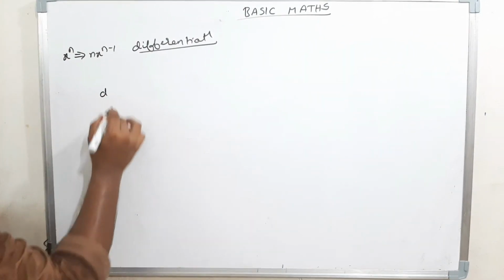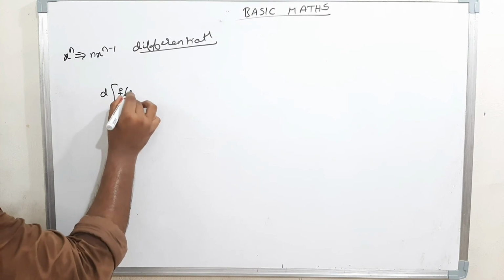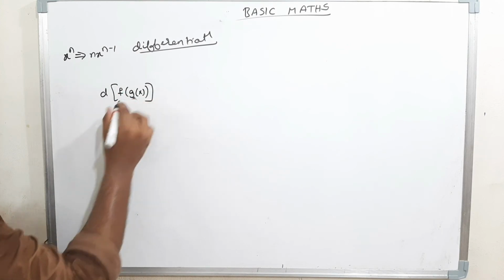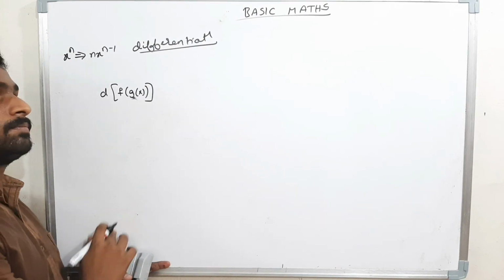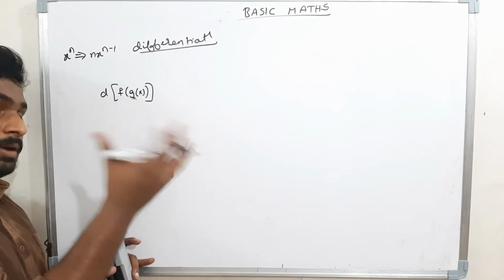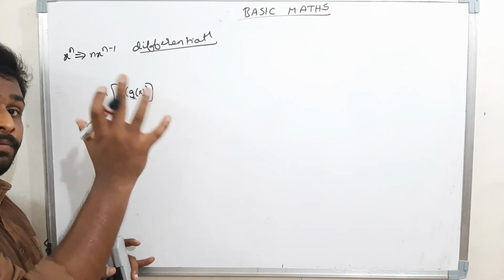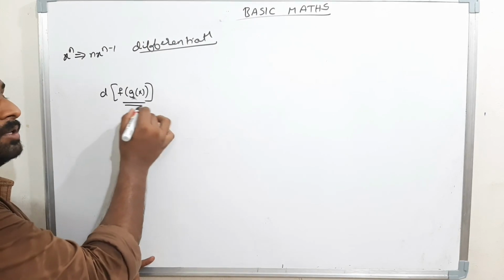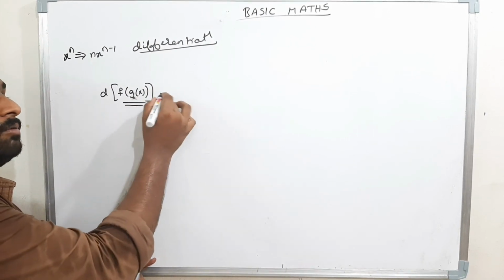Differentiation of f of g of x. Now what is the meaning of this? What is the differentiation of f of g of x? F is a big function. In that big function there is one more function g. Now if I differentiate this one, what will I get? What is the formula?